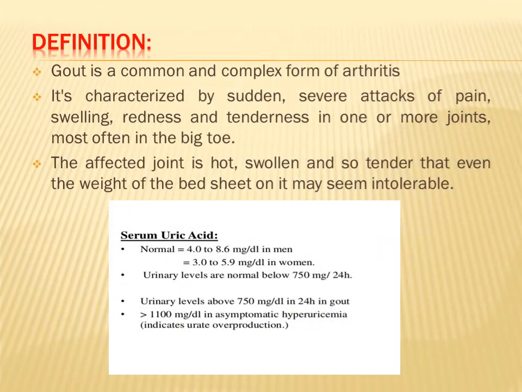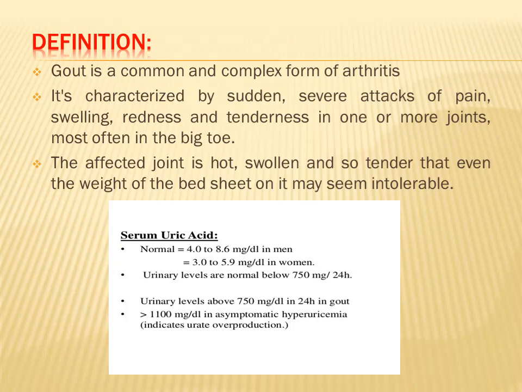First of all, the definition of GOUT. GOUT is a common and complex form of arthritis. It's characterized by sudden, severe attacks of pain, swelling, redness, and tenderness in one or more joints, most often in the big toe. The affected joint is hot, swollen, and so tender that even the weight of the bedsheet on it may seem intolerable.